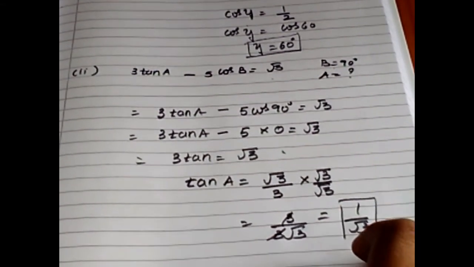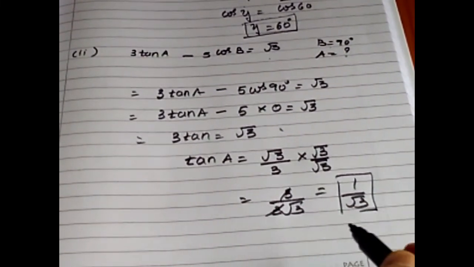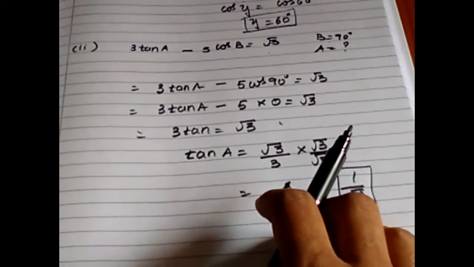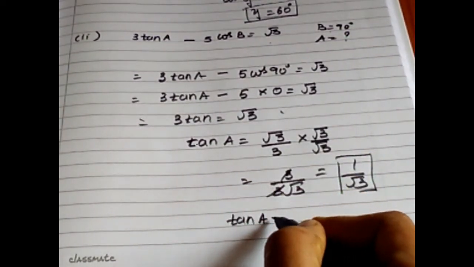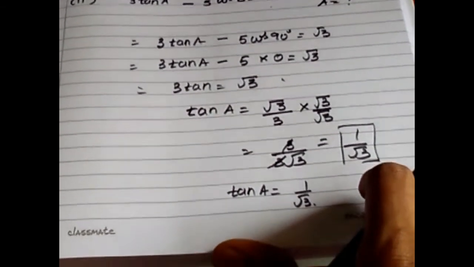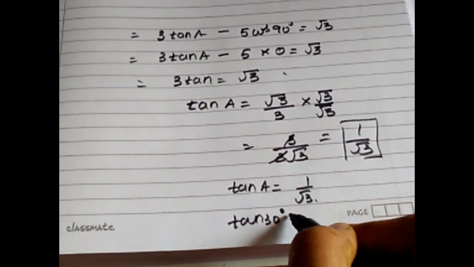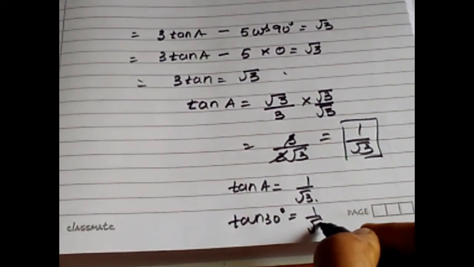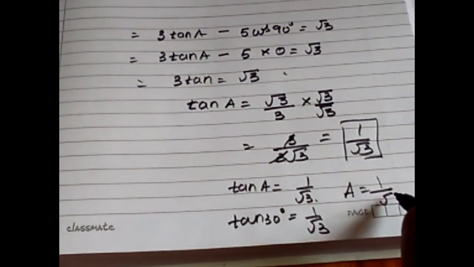So which value of tan is equal to 1 by root 3? Yes, it is nothing but tan 30 degree. So represent it in a proper form. Tan A is 1 by root 3. That is tan 30 is equal to 1 by root 3. Therefore, the value of A is 30 degree.